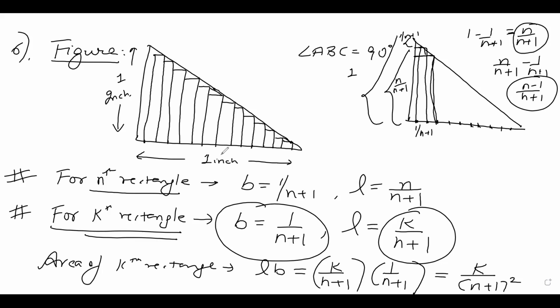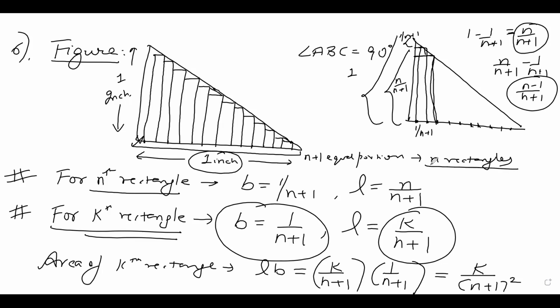So if you clearly look at this, the 1 inch portion is divided into how many equal portions? It is divided into n plus 1 equal portions. This whole lot is divided into n plus 1 equal portions. And leaving the first one, how many rectangles are there? N rectangles. There are n rectangles in total I can make, because I'm leaving the first one. In the question, it's clearly mentioned that leave the first one. So if I talk about this being the first rectangle, second rectangle, third, fourth, fifth, this is my nth rectangle.